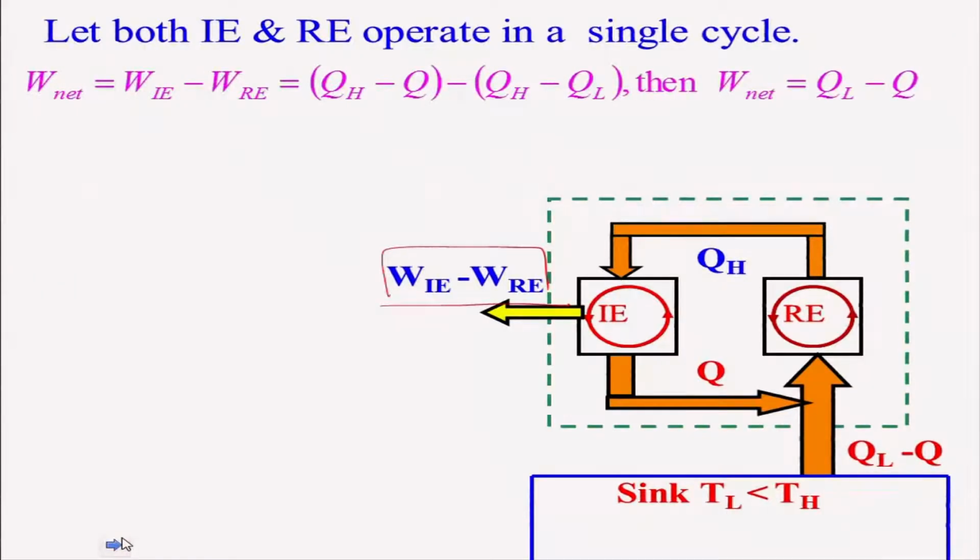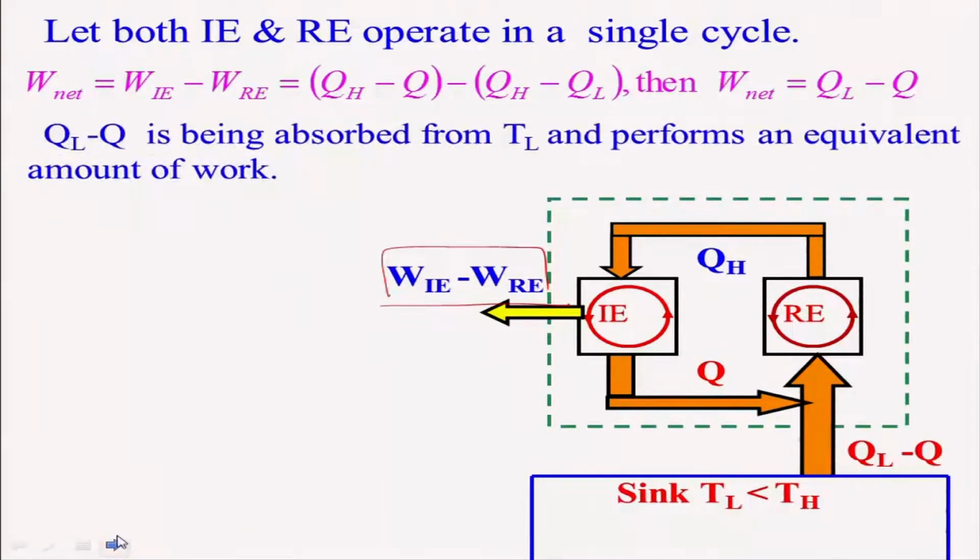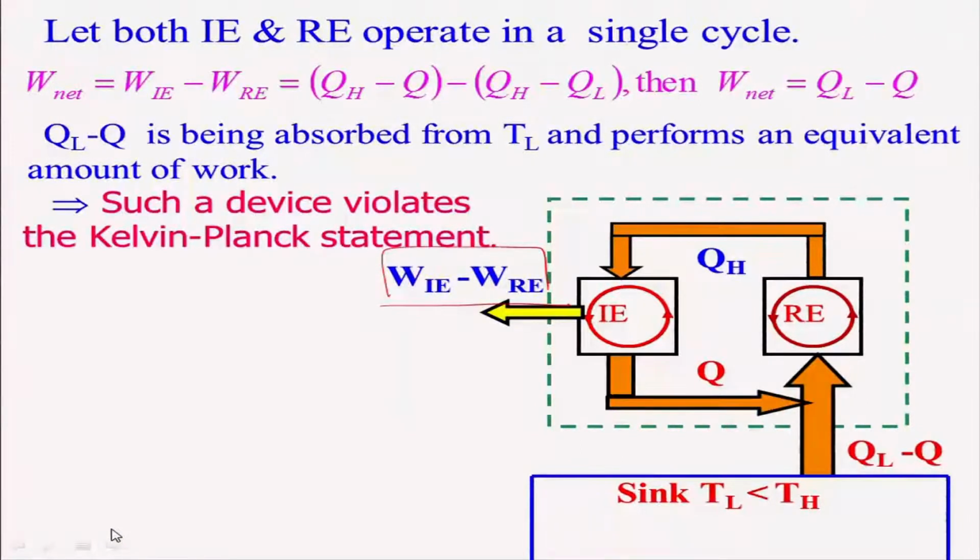So it violates what? It violates the Kelvin Planck statement, yes or no? That means it is taking a certain amount of heat QL minus Q, and that is the net work, which is nothing but WIE minus WRE, being produced. So, as I told, this combined system is now violating the Kelvin Planck statement. Therefore, the assumption we have made is not correct.